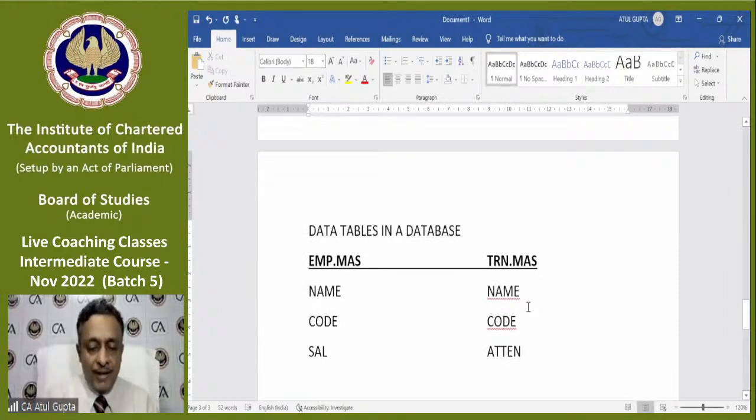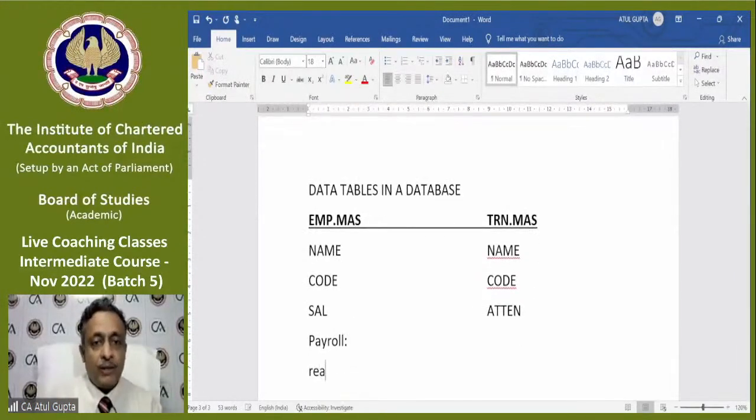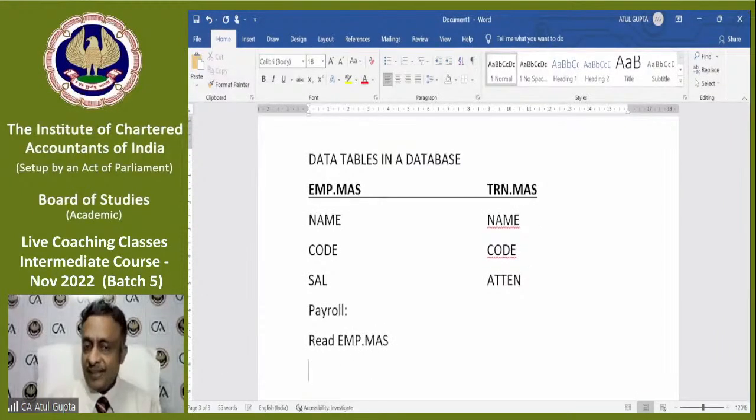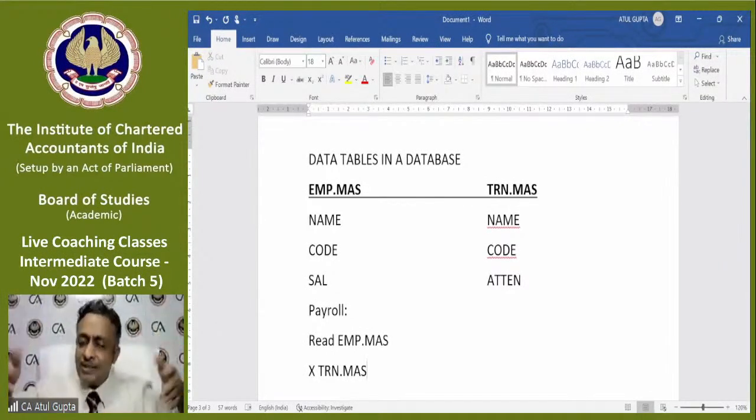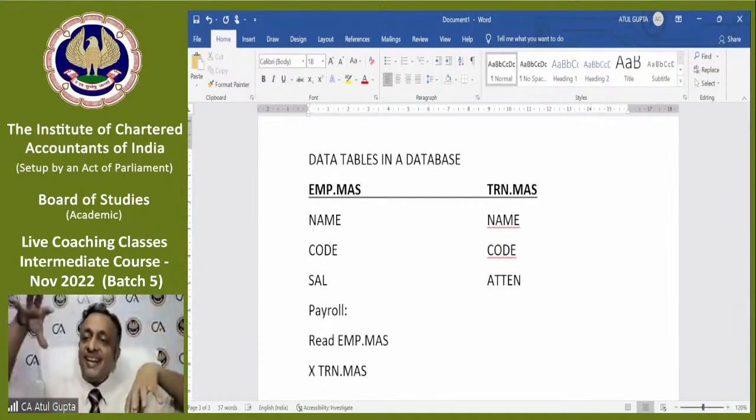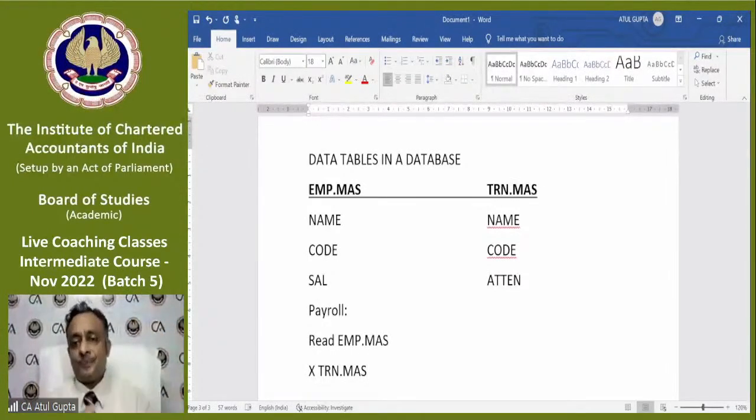Now what happens when the payroll is processed? When the entity is going to process the payroll. Payroll is software. So when payroll is processed, it goes in two steps. The first step is read the employee master. What the software will do is read the employee master and then multiply it by what? The data in transaction master. So it reads the employee master, multiplies the data with transaction master. Two data tables. So the software has to read first, read second, compare, calculate.